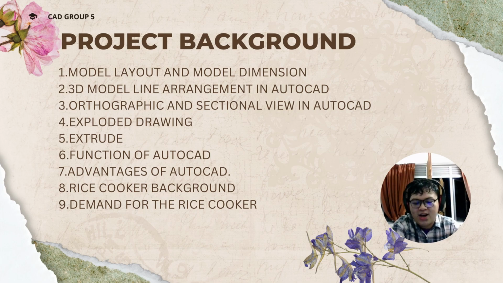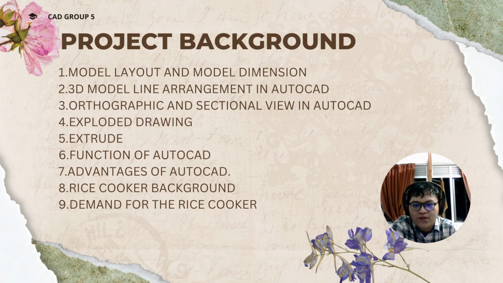So for the C, orthographic and sectional view in AutoCAD. For the orthographic, it is to show the object that we make from other perspectives without any problem. For example, from SE view or NE view. So for the exploded drawing, we can separate the drawing by each part and component. So for extrude, we can extrude the 2D to the 3D drawing.